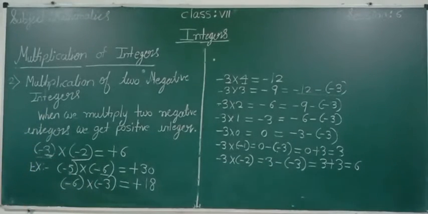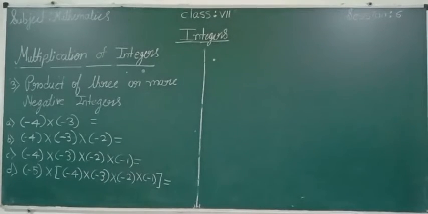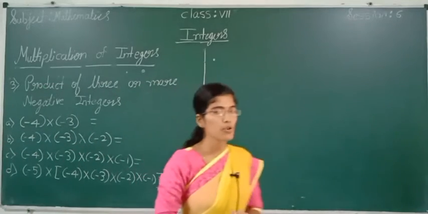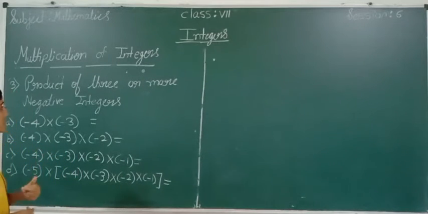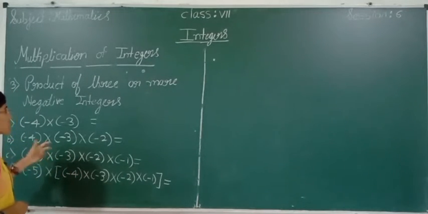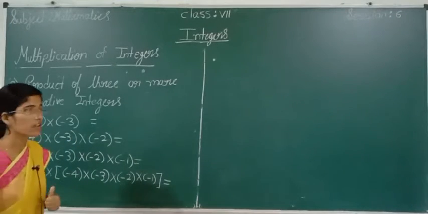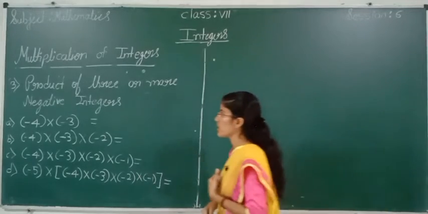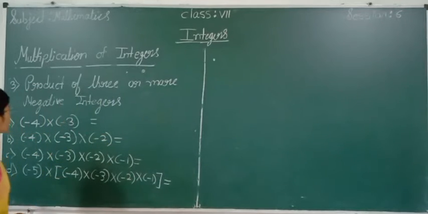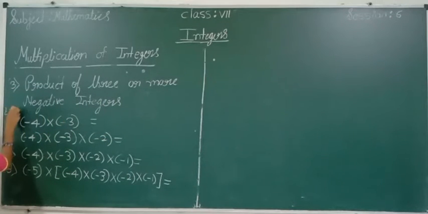So next we will see the product of three negative integers. Now see students, next one is the product of three or more negative integers. Just now we saw that if you multiply two negative integers, we will get a positive integer. Now we will see if you multiply three or more negative integers, whether the answer will be a positive integer or a negative integer. We will check it. We will take some examples and we will come to know.